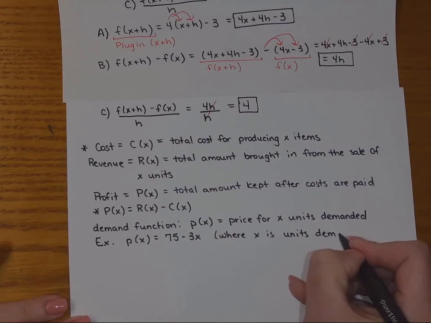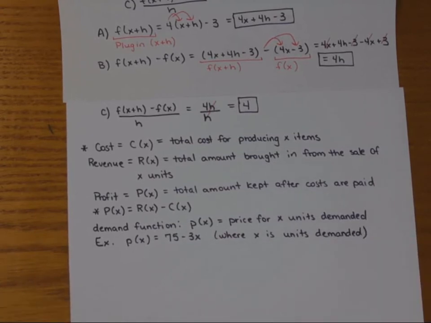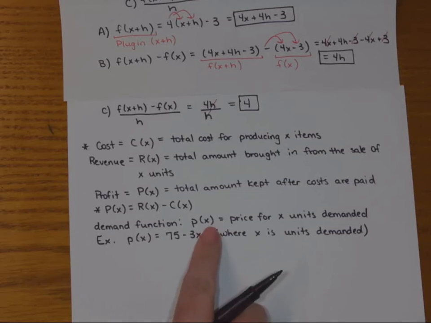So I really just wanted to introduce to you a lot of this function notation, a lot of what letters we reserve for what. Capital C, R, and P are usually reserved for cost, revenue, and profit, and then lowercase p is almost always reserved for price.